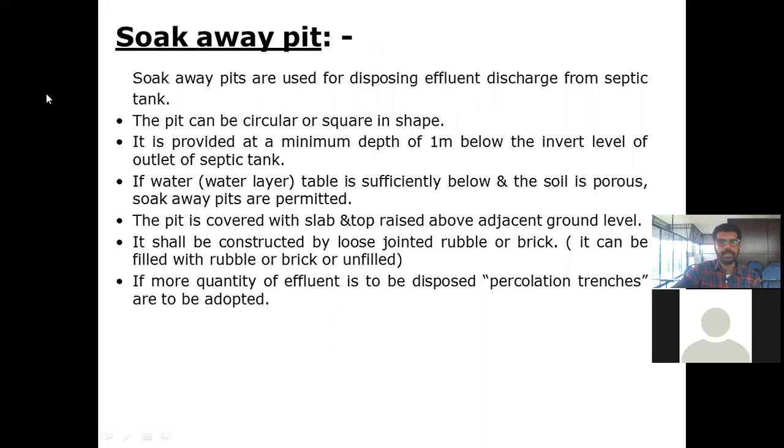Now coming to the soakaway pit. Soakaway pits are used for disposing effluent discharge from the septic tank. The pit can be circular or square in shape. You can give both circular or square in shape. It is provided at a minimum depth of 1 meter below the invert level of the outlet of the septic tank. So this is what I was saying.